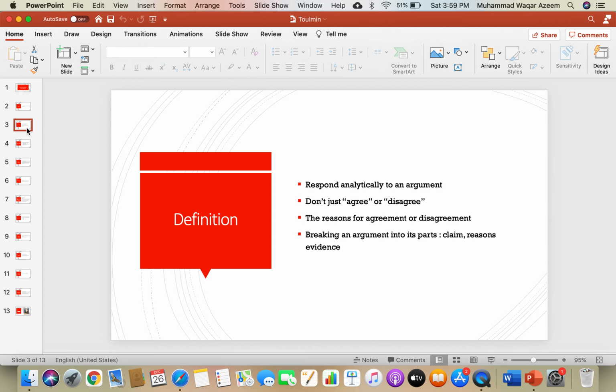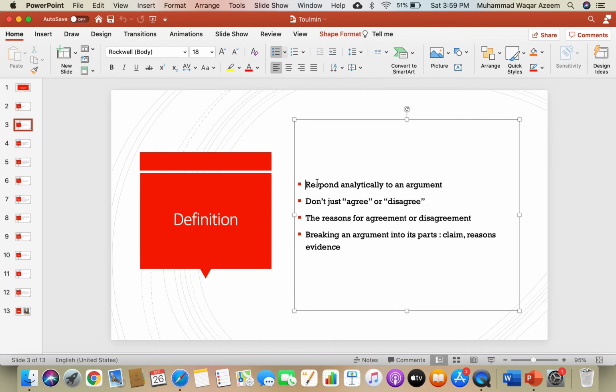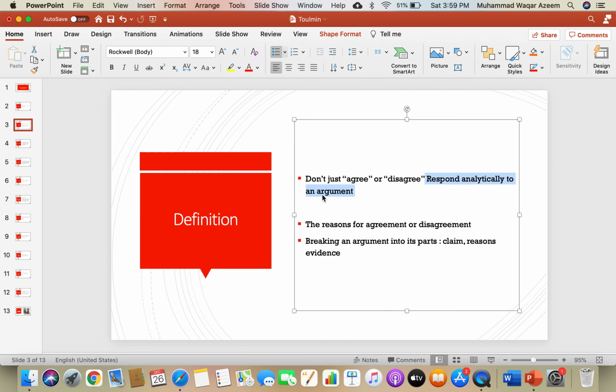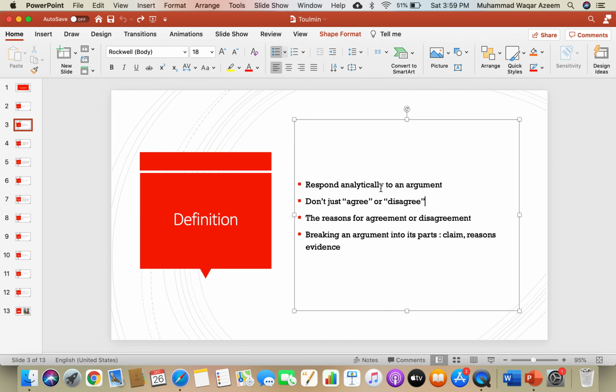To understand what the Toulmin method is, let's have a look at its definition. The Toulmin method is a way to respond analytically to an argument. So basically, when you read an argument, you do not just agree or disagree with it. Rather, you give a solid reason for your agreement or disagreement.